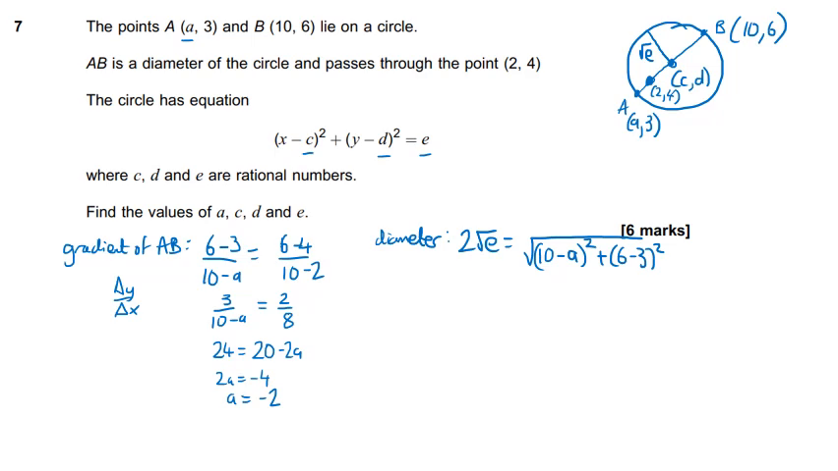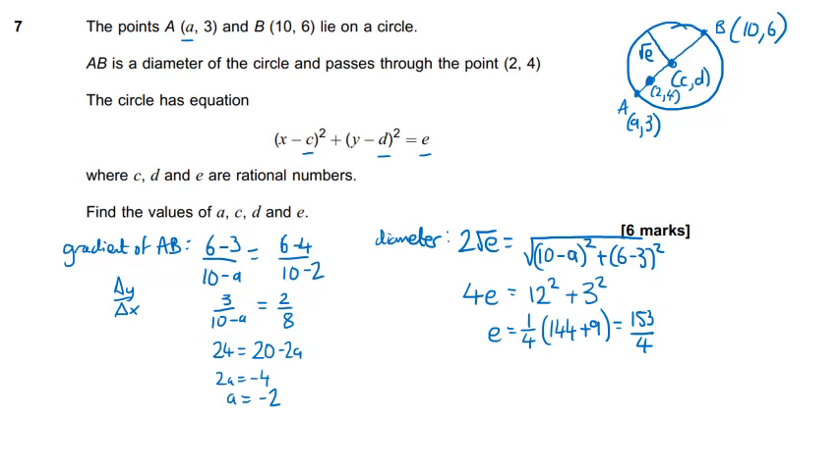Okay, let's get rid of the square root by squaring both sides. So if I square the left-hand side, I get 4e. 2 times 2 is 4. And on the right-hand side, it just gets rid of the square root. So I've got 10 minus a, but we know what a was. That was minus 2. So 10 minus minus 2, that's 12 squared. And then 6 minus 3 is 3, so that's 3 squared there. So e is equal to a quarter of 144 plus 9. So that's 153 over 4. So that's e.